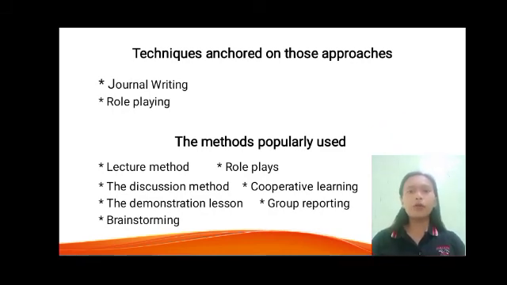And lastly, we also have methods that are popularly used. So we have the lecture method. Lecture is an oral presentation of information by the instructor. The discussion method. Discussion involves two-way communication between participants. Next is the demonstration lesson. So we can have buzz groups. And then we have brainstorming, role-playing, cooperative learning, and group reporting.